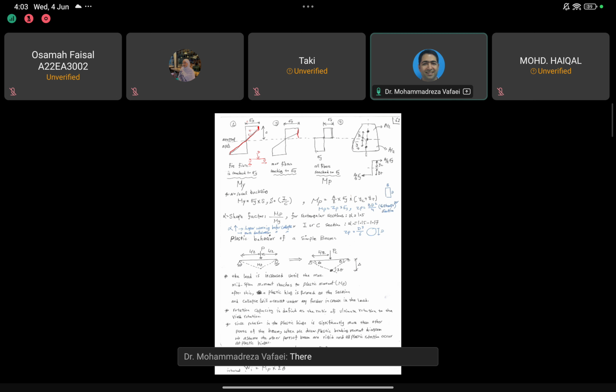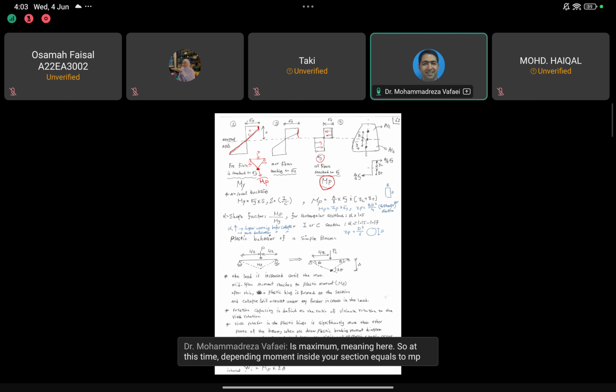There is a point in which all the fibers inside your section have reached the yield stress. So this is the moment that we call plastic moment. And there is a plastic hinge also formed inside your beam, right at the place where the bending moment is maximum, meaning here. So at this time, the bending moment inside your section equals Mp. And this is the largest bending moment that your section can carry.